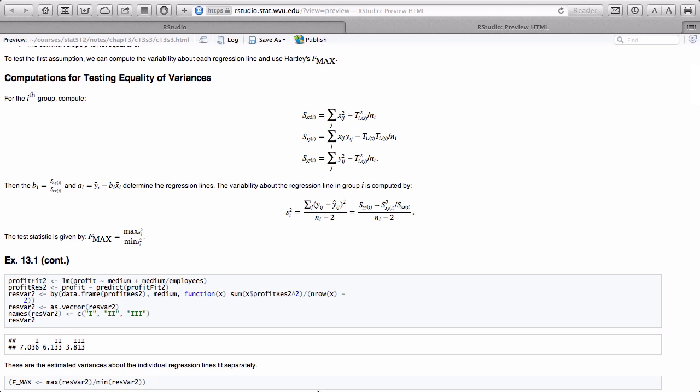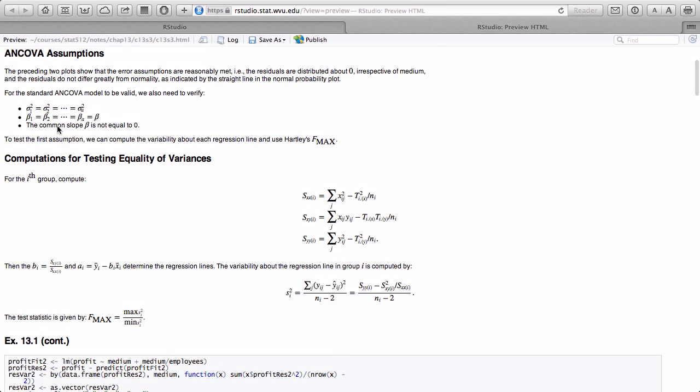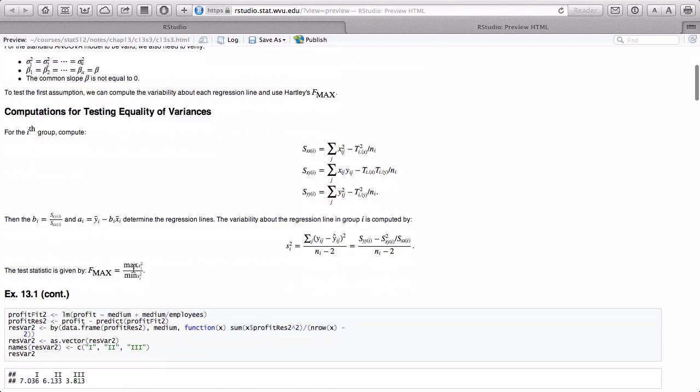And so the median plus employees within median, that is how we can get the models where we don't have equal slopes, because I'm fitting employees within each month. So that's the unequal slope model. That would be the case up here, where I'm assuming the slopes are not all the same.